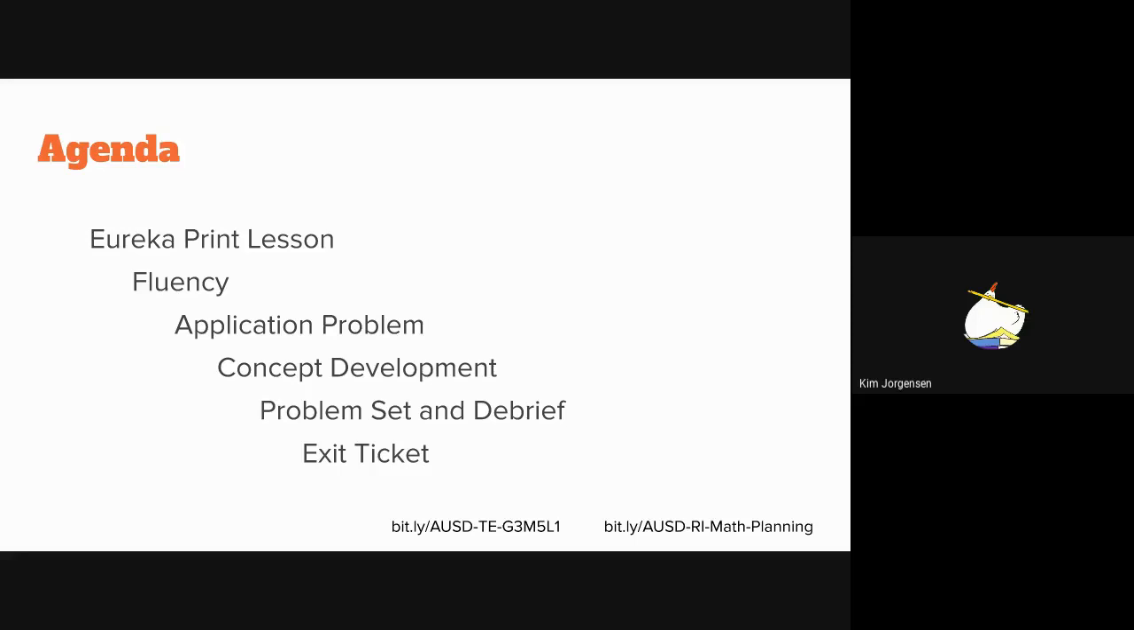The links are at the bottom of every slide so we don't have to go back. The first one is in case you want to be looking at the TE for the lesson that we're talking about, which is grade 3, module 5, lesson 1. It's a condensed version in a Word doc, in a Google Doc.